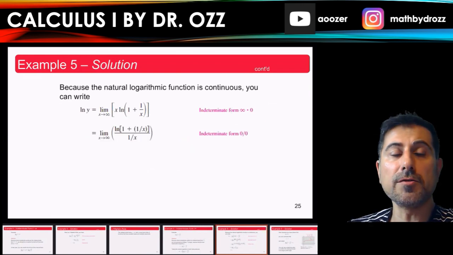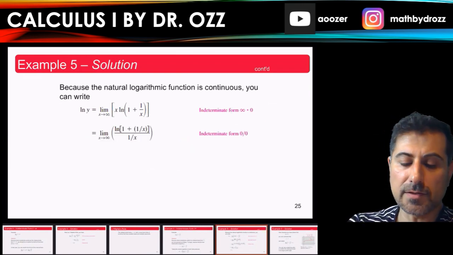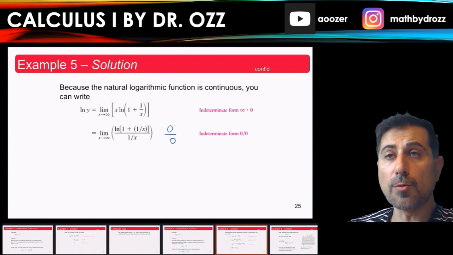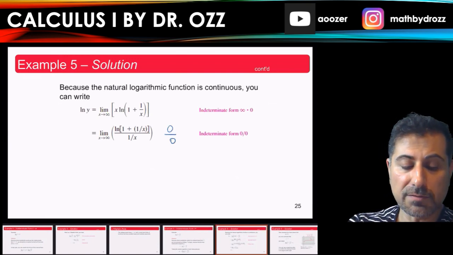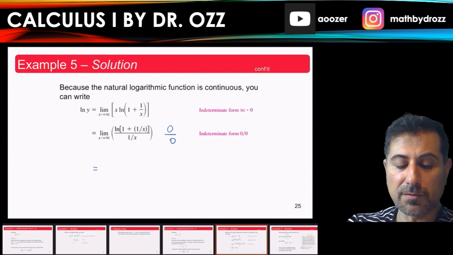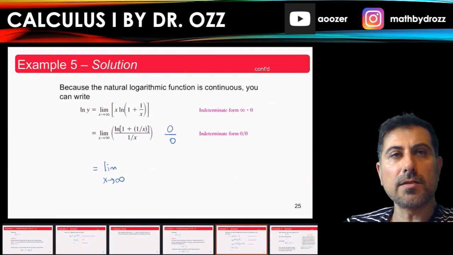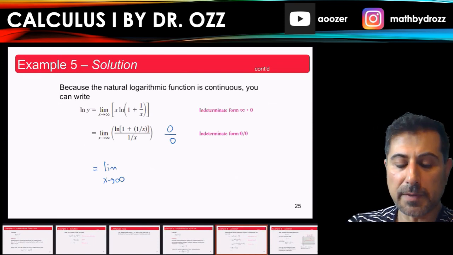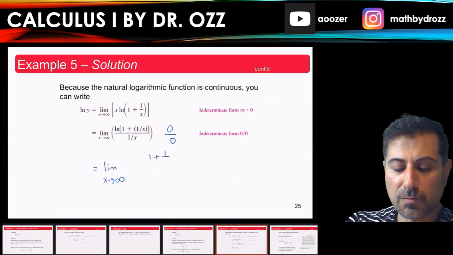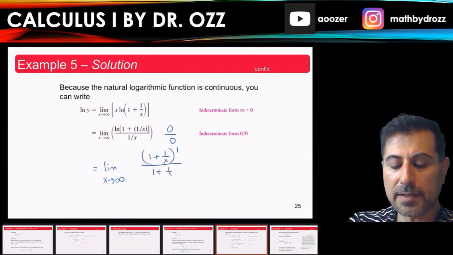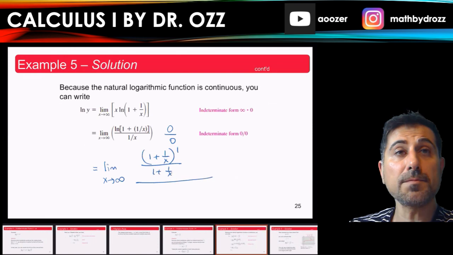All right, so what I'm going to do next is, since this is 0 over 0, I can apply L'Hopital's rule. I'll take the derivative of the top and the derivative of the bottom. All right, let's do it. We know how to take the derivative of ln. It's the derivative of the inner side divided by itself. So the derivative of 1 plus 1 over x, divided by 1 plus 1 over x. That takes care of the derivative of the top.